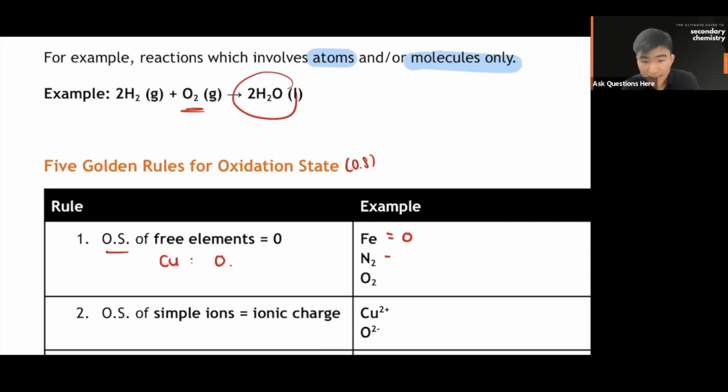Now, nitrogen, on the other hand, is also a free element. When there are 2 nitrogen atoms together, it is a nitrogen molecule. And this nitrogen molecule is only made out of nitrogen itself. Therefore, the oxidation state is also 0.